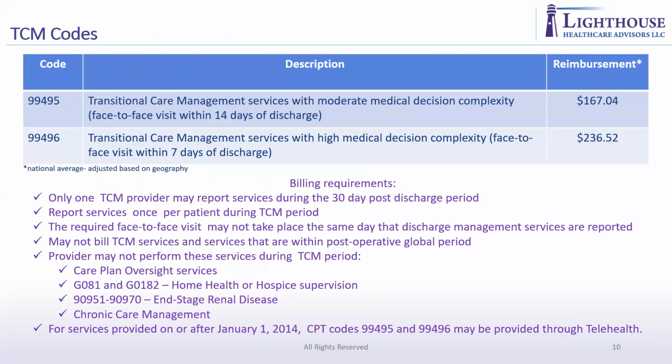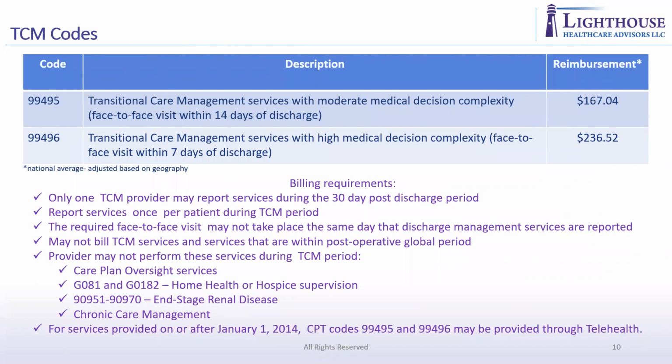Here are the billing requirements. As I mentioned, we have 2 TCM codes, 99495 and 99496. 99495 is the TCM service within 14 days of discharge. And you'll also notice that this service is for patients with moderate medical decision complexity. So that reimbursement is slightly lower than the 99496, which is TCM services within 7 days of discharge. And you'll notice that this requires high medical decision complexity.